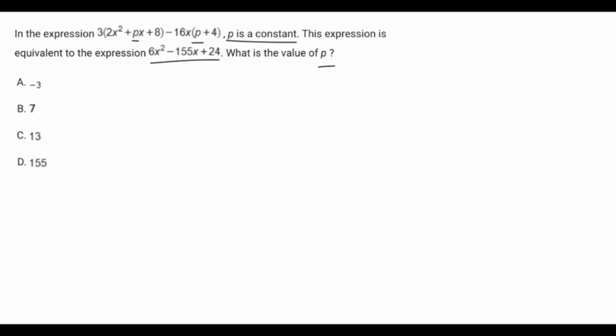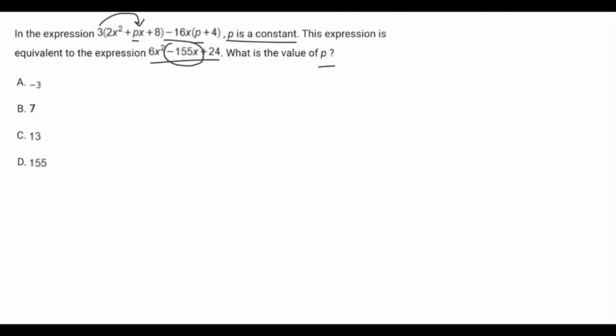But the thing to notice here is that p is only in the x terms. So what I mean by that is you can see 3 times px, right? That's going to give you 3px. And then over here you have negative 16x times p. That's negative 16px, right? So that is all under the same x term. If we look over here, that means it's only going to affect this term right here, negative 455x, because p can be anything and it won't affect the 6x squared or the plus 24 constant.